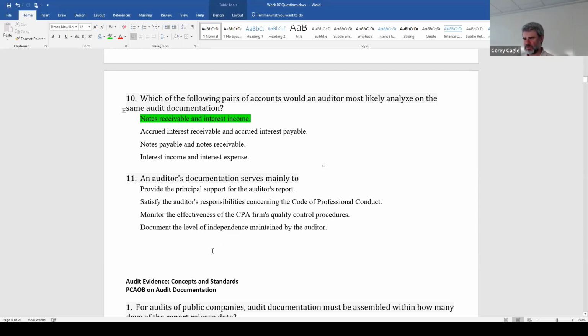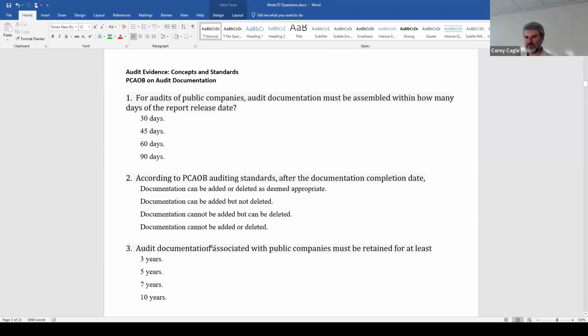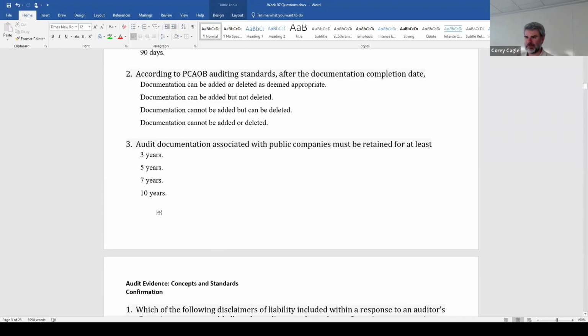The PCAOB questions are all very straightforward. It's like how many years, right? So, no sense in going over that. All right. I like this week. It's straightforward, kind of easy to run through.